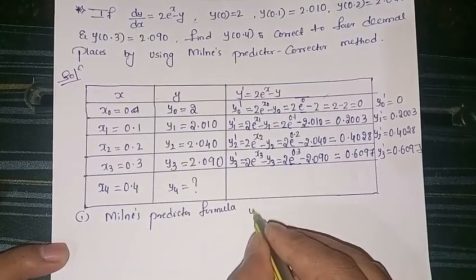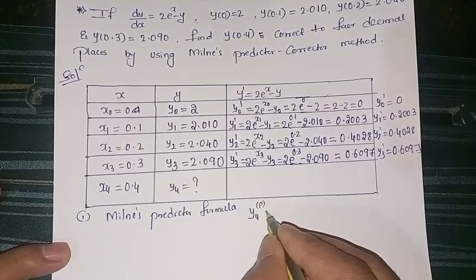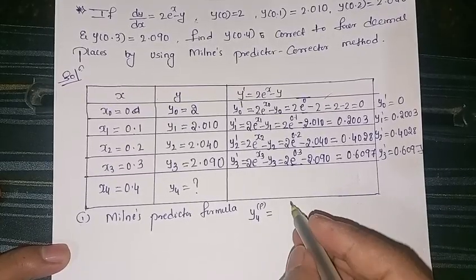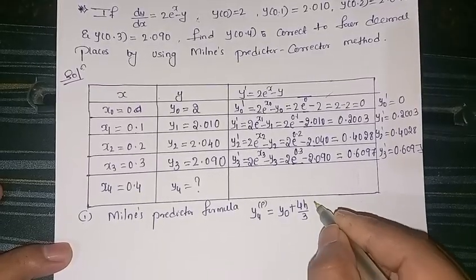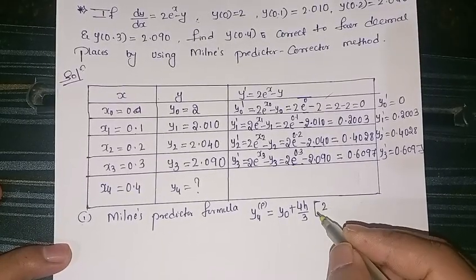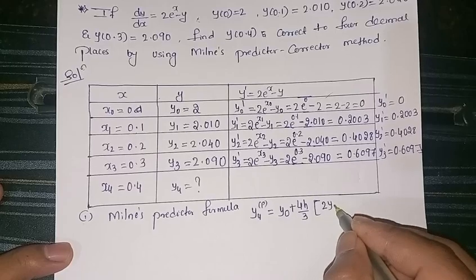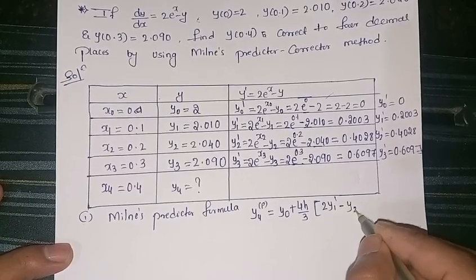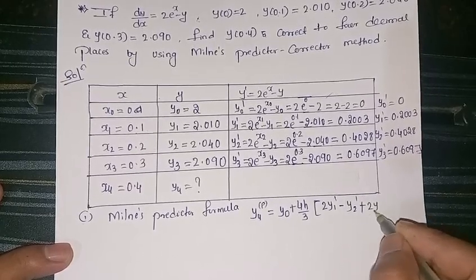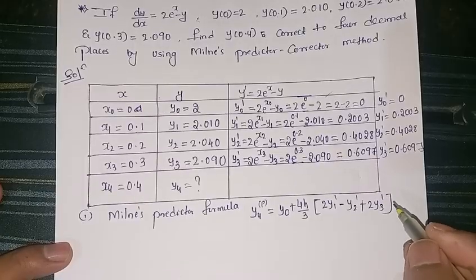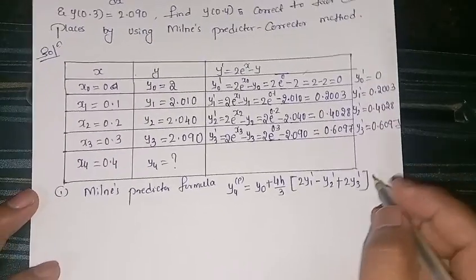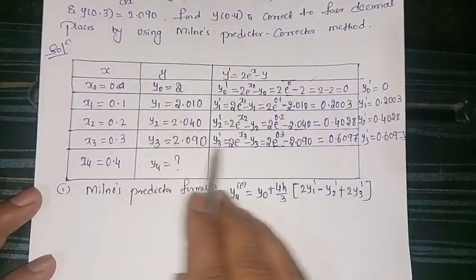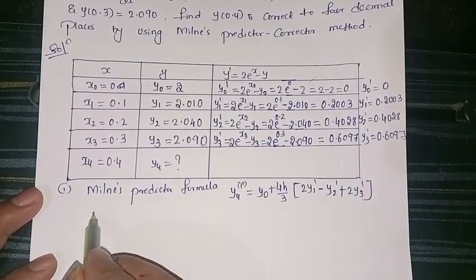That is y4 of p, that is the predicted value, equal to y0 plus 4h by 3 into 2 y1 dash minus y2 dash plus 2 y3 dash. This is the predictor formula. So we have all the values here. We just have to replace all these values in the predictor formula.